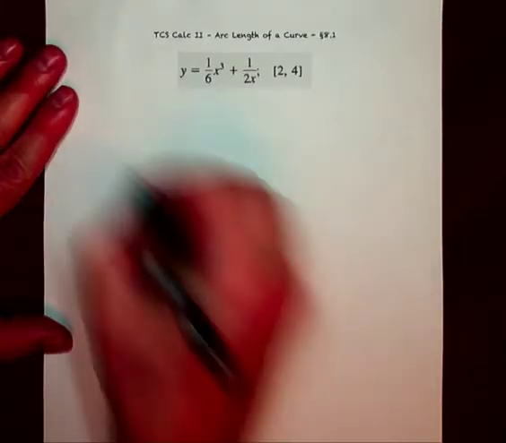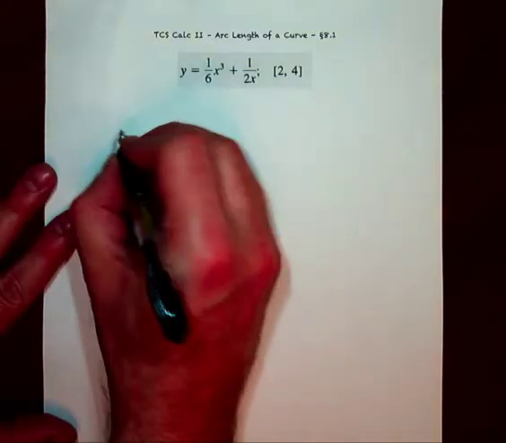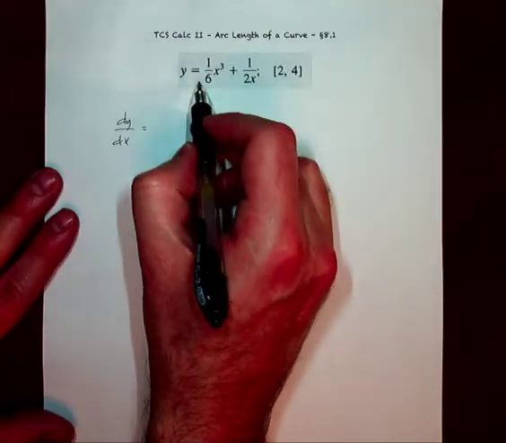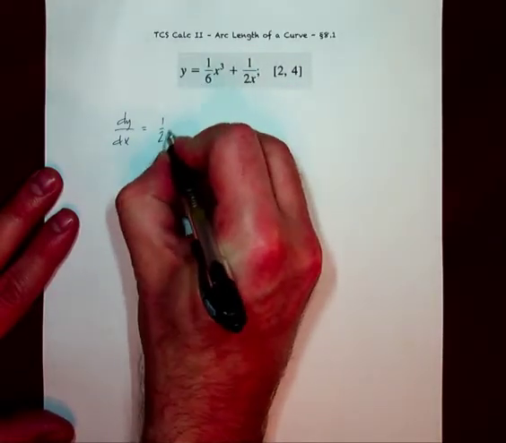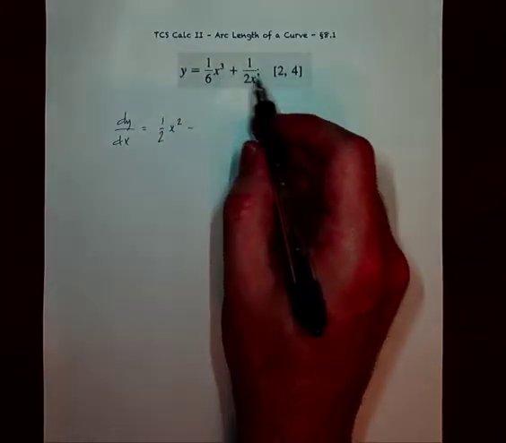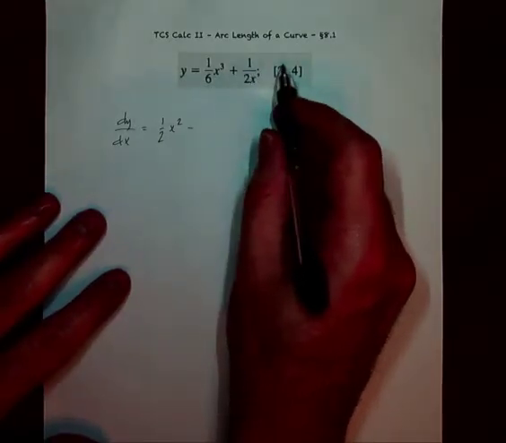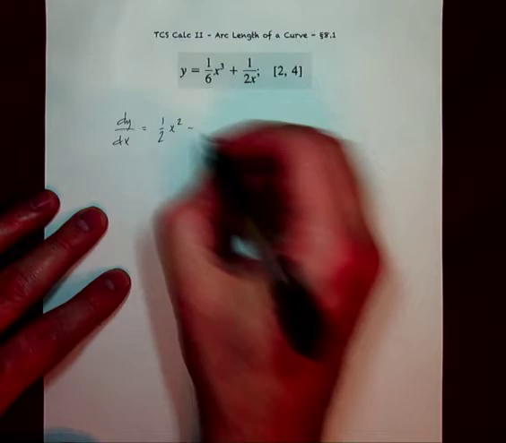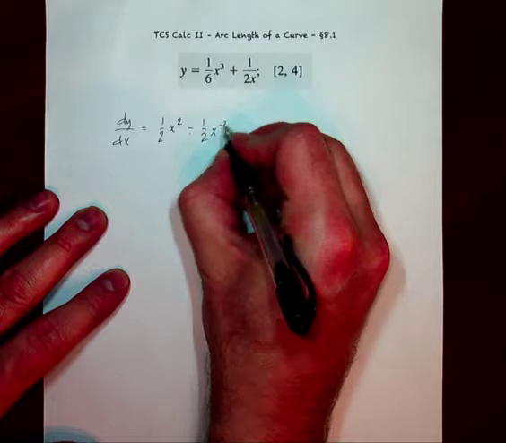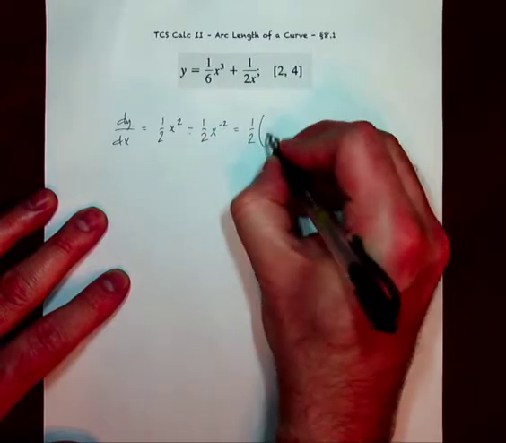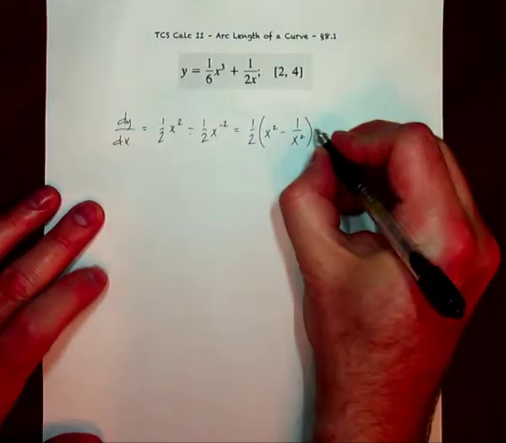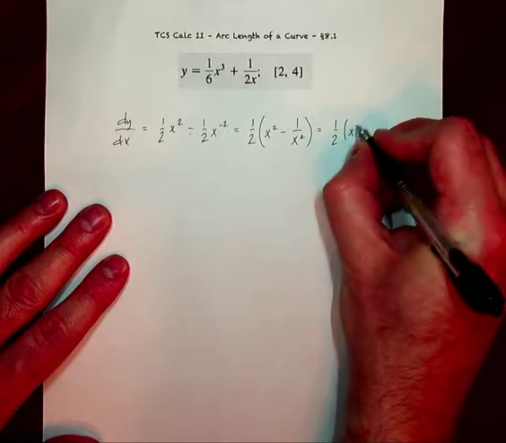Now, what we have here is we need to find dy dx. Well, that's going to be 3 over 6x squared, or 1/2 x squared. And then this one, of course, is 1/2 x to the negative 1, so it winds up being negative 1/2 x to the negative 2. So that negative changes that to a minus sign, x to the negative 2. And so if you want to simplify this, this can become that. Or, you could just leave it as a negative exponent if you want.